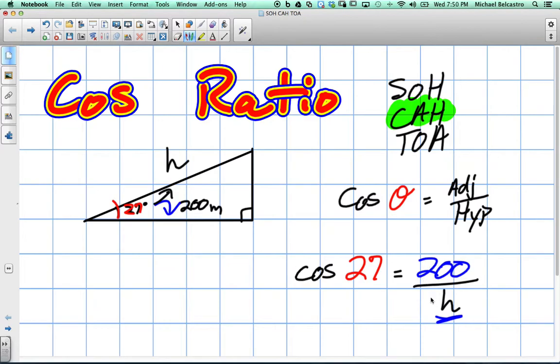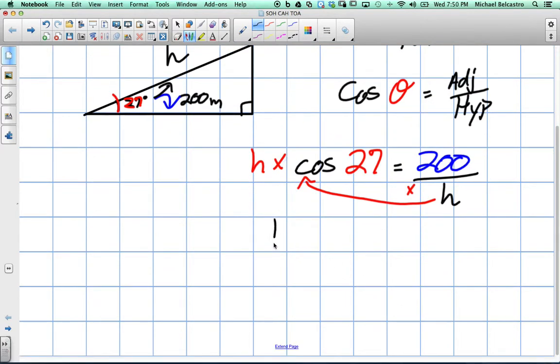So one thing you can do is just bring h to the other side, it becomes h times this. A lot of times they talk about this being cross-multiplying, whichever makes it easier for you. If you cross-multiply, it's going to be 200 times 1, which doesn't change. Really the only thing that's important is bringing the h over and timesing it here. So when I bring h over, it becomes h times cos 27, right? We usually don't write an x, we'll do brackets. H times cos 27 equals 200.